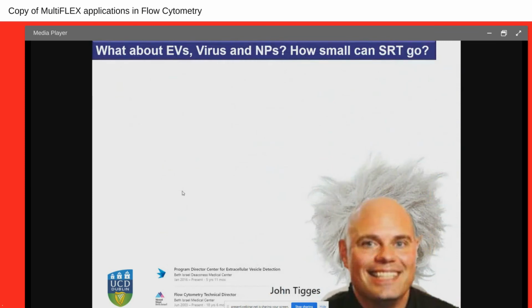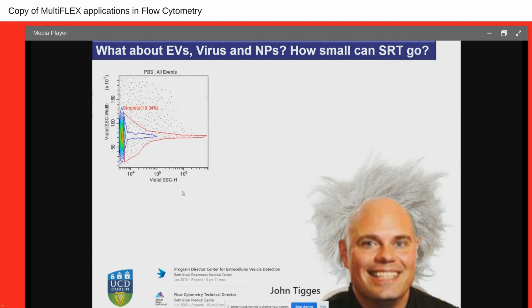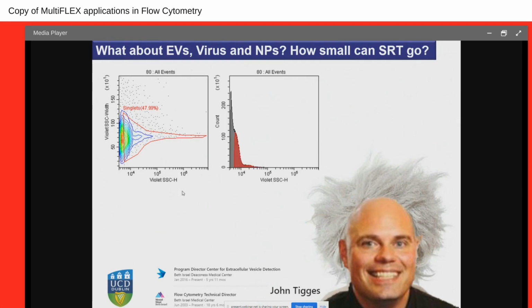Okay, we can identify, can we sort? And this is coming from John Tiggs again. This is a SRT, and how the SRT is able to resolve these NIST particles at different points here. And you can see how small we can go with these NIST beads. So you can nicely see from 80 and 90, we can nicely resolve those populations.